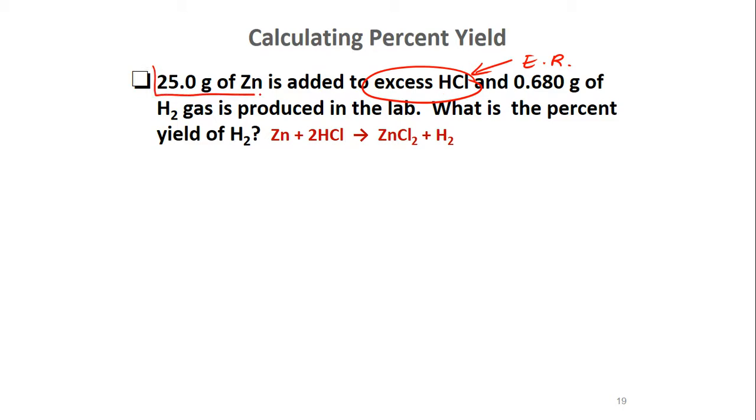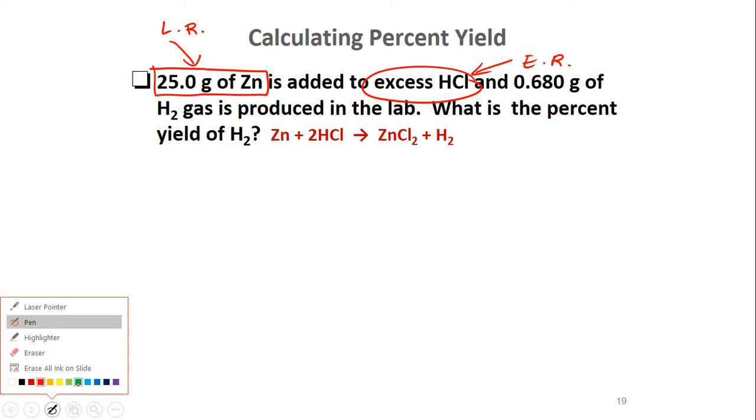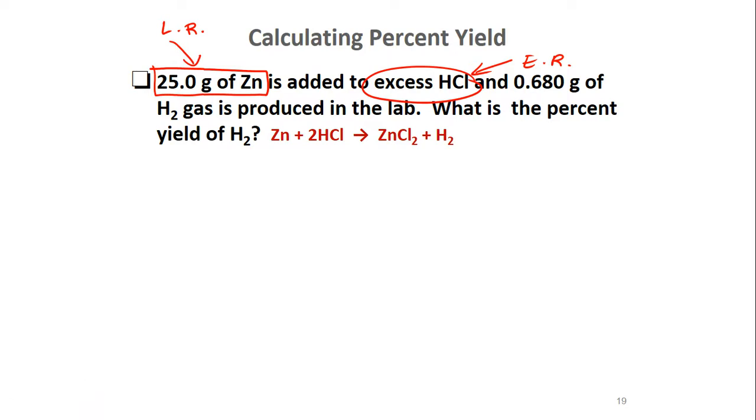And over here, it tells you that 25 grams of zinc is used. The zinc is going to be the limiting reactant. Okay, so the zinc is the limiting reactant and the hydrochloric acid is excess. When you mix them together, you get 0.680 grams of H2 gas in the lab. So if it's in the lab, they have given us the actual yield of H2 gas, or hydrogen gas. Okay, so we have to find the percent yield of hydrogen, percent yield of H2, based on this equation.